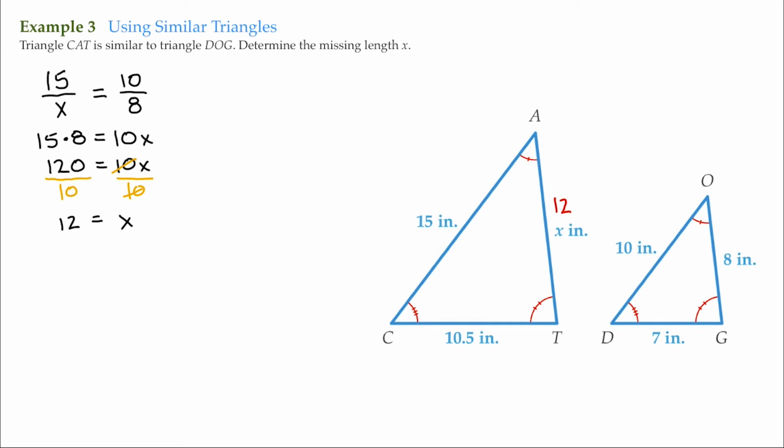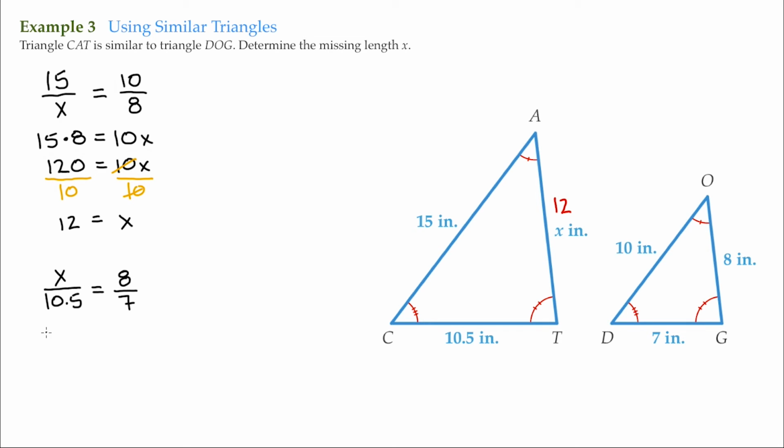Now you don't have to use those particular side lengths. You can use any as long as they're in tandem with each other. So I'll show you what I mean. We could easily take this side length first. That would be x. That corresponds to this side length here. That's 8. Then I'm going to take this side length here. That's 10.5. And that corresponds to this side length over here. That's 7. And again, here's our proportion.